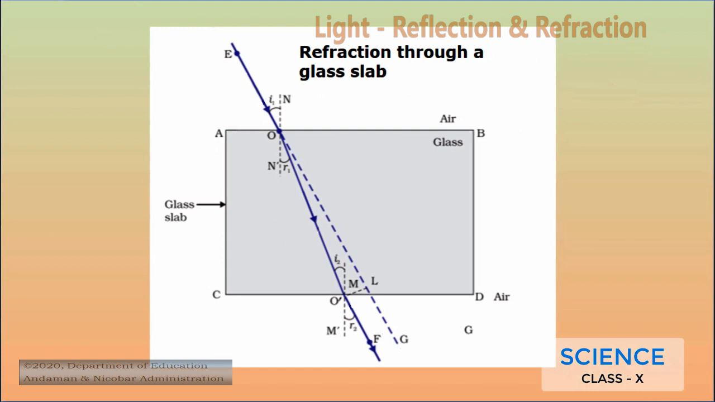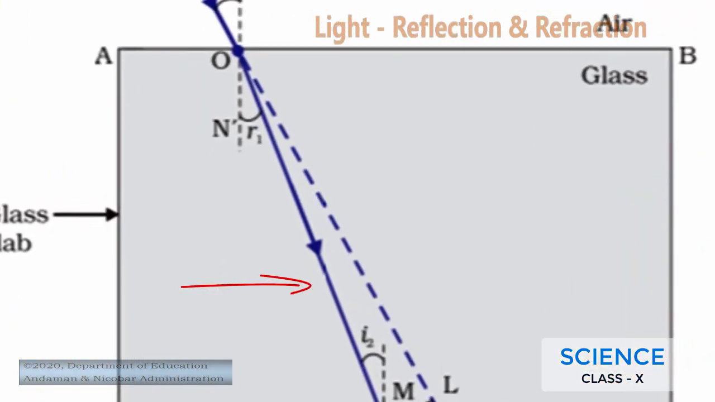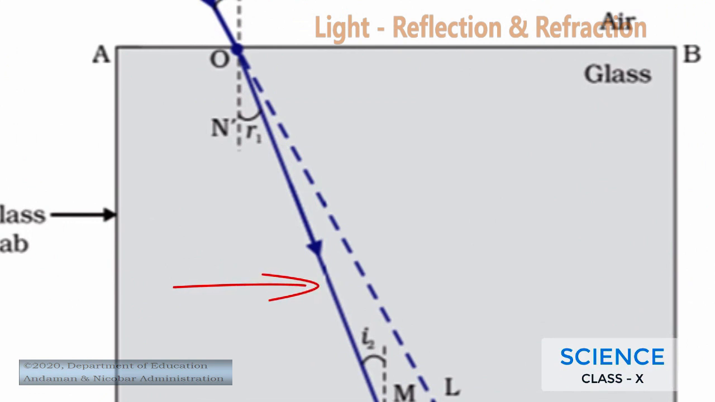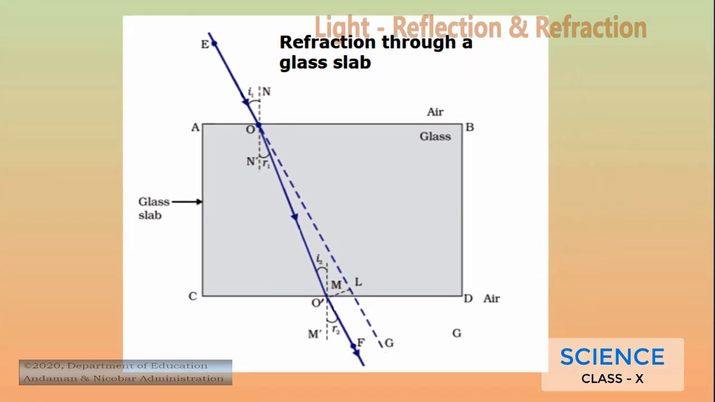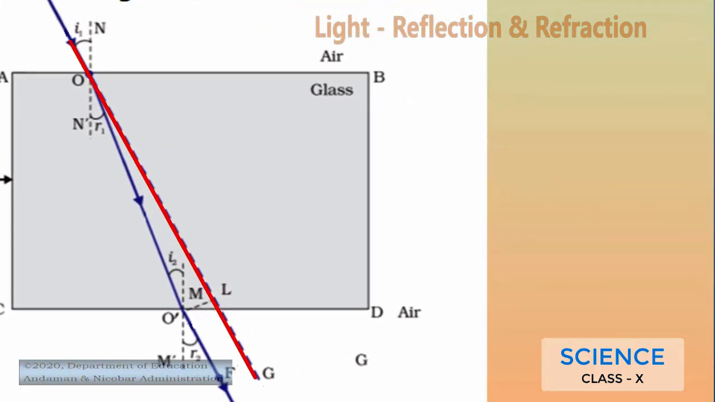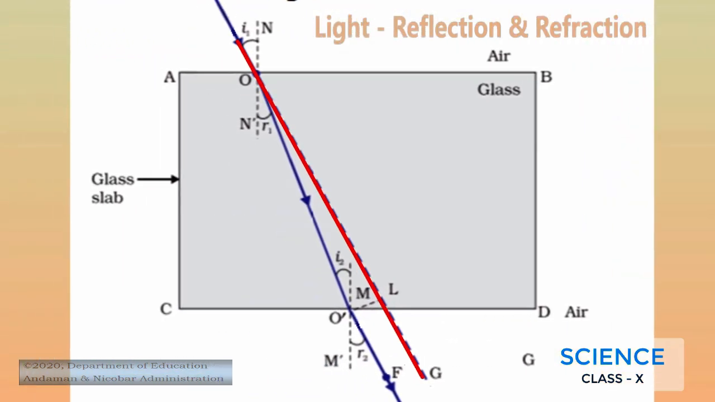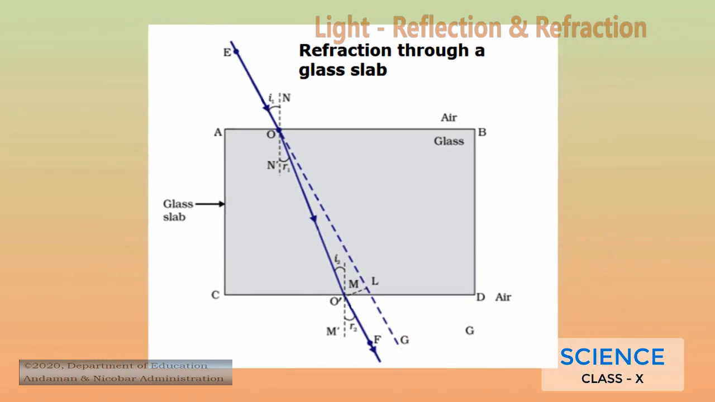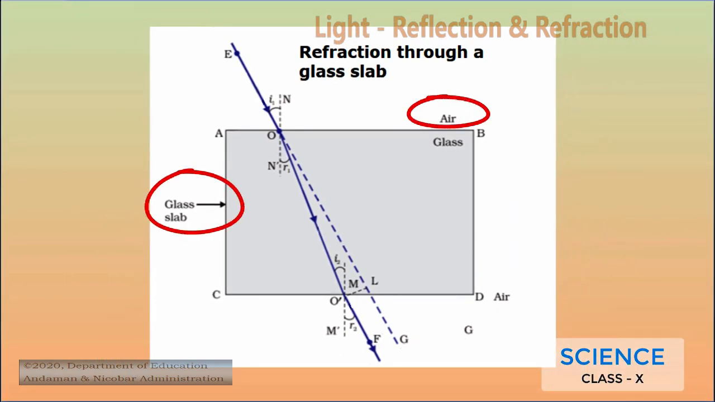After that, when the light enters into the glass slab, we can find the change in the direction of propagation of light. Here you can see that the light is bending towards the normal. If the incident ray were allowed to pass in a straight line, it would have followed the straight path, that is G. But it does not happen like that, since when the light enters from a rarer medium to a denser medium, the light bends towards the normal.